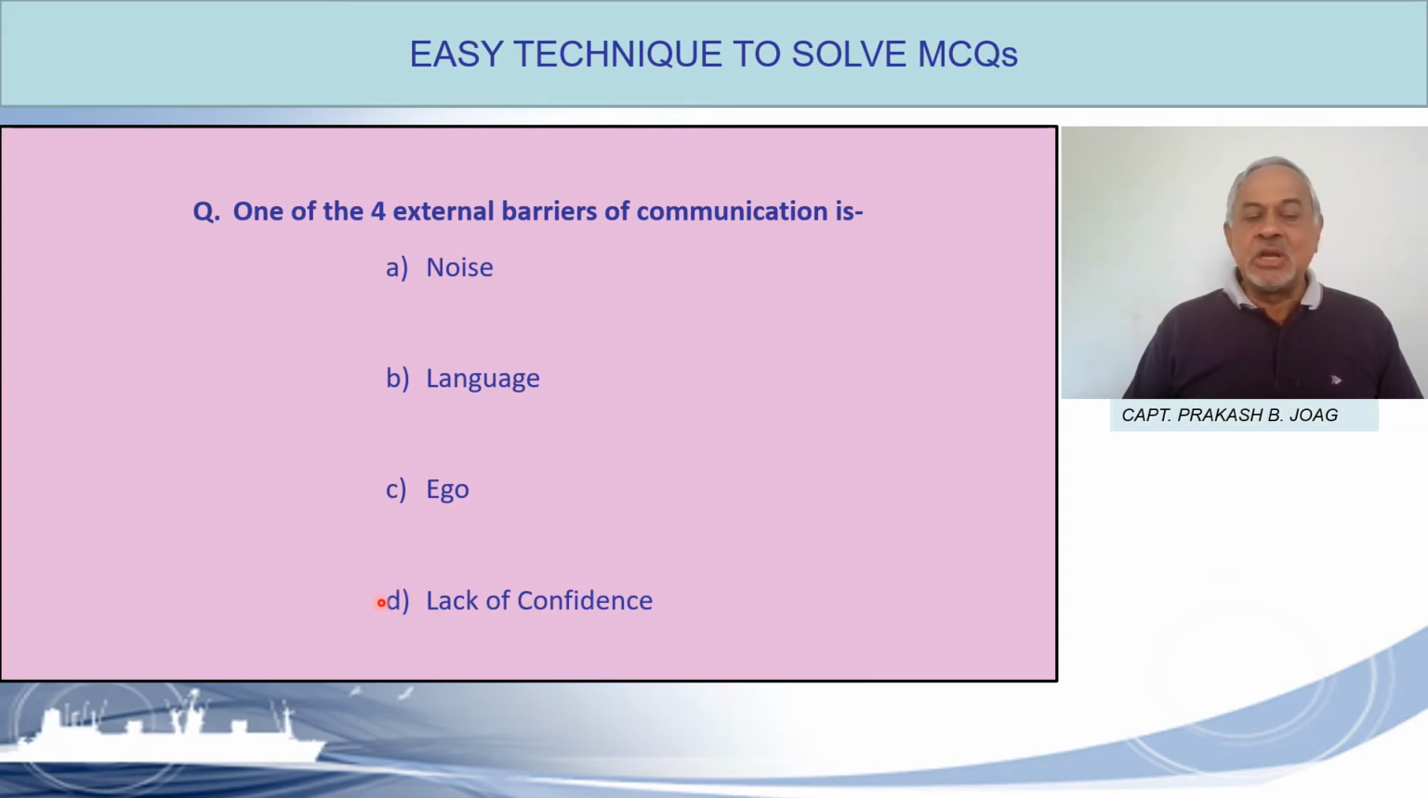So this is totally ruled out. D cannot be the correct answer. Ego is totally internal, and language is also your own capability, internal. So the only choice that remains is noise. So tick mark on noise and proceed further.